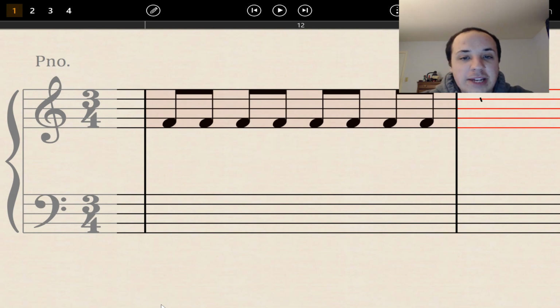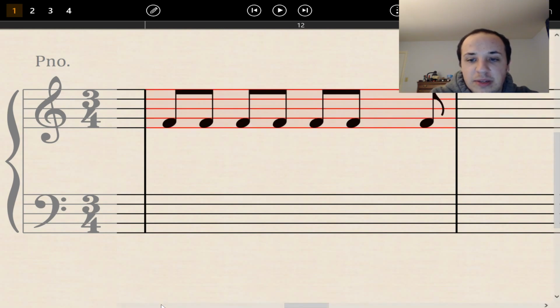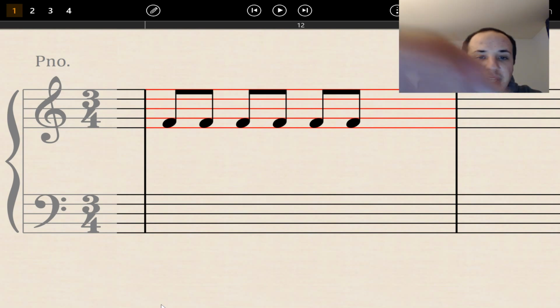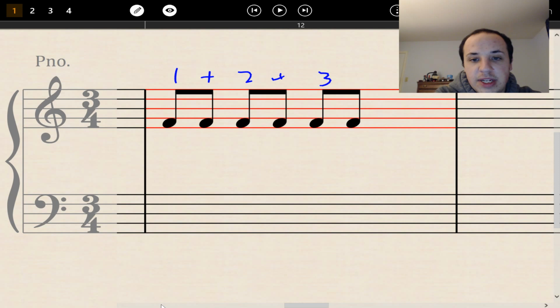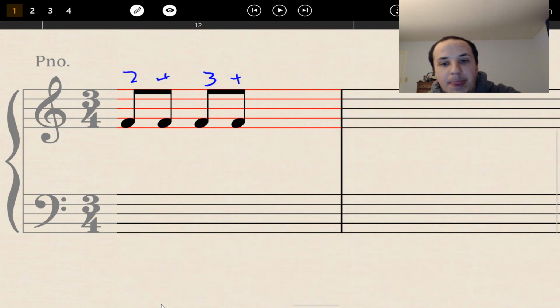So the answer is, again, we have too many, and actually we only need 6 of them, because remember that if we have 3 beats and there's 2 eighth notes per quarter note, or per beat, it's really 3 times 2, which is 6. So we have 6 total eighth notes, but we're going to count them, remember, as 1 and 2 and 3 and. Just like that.